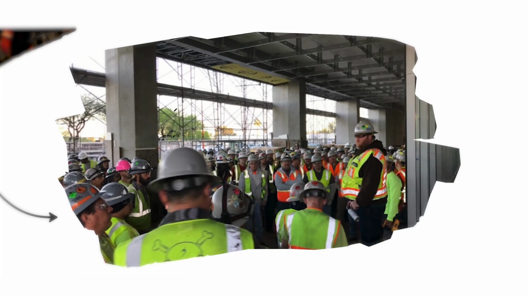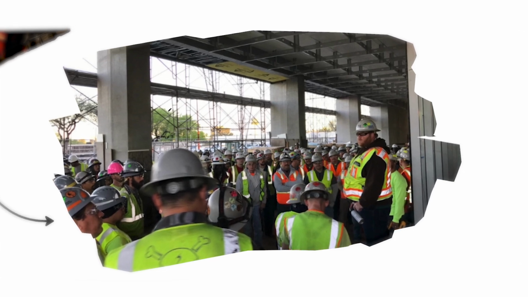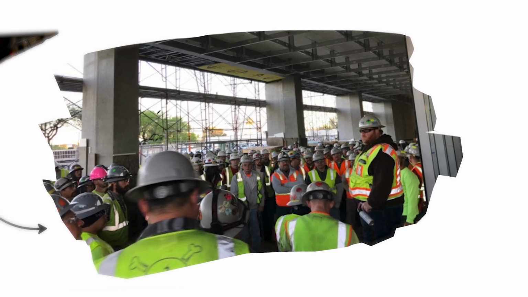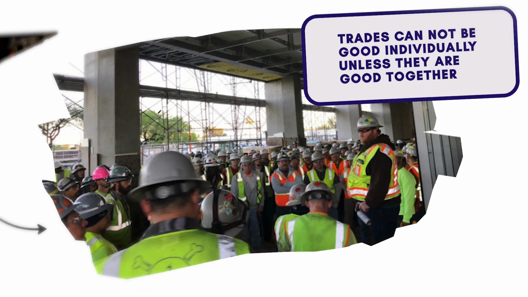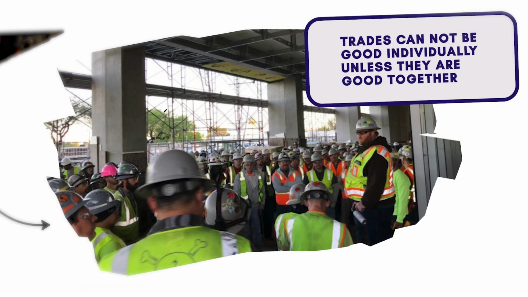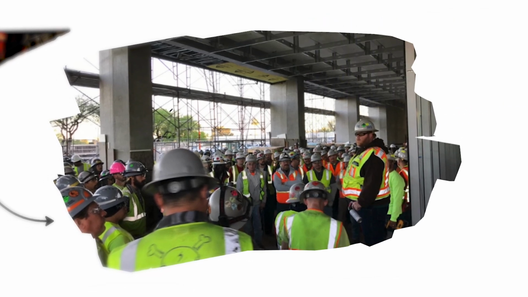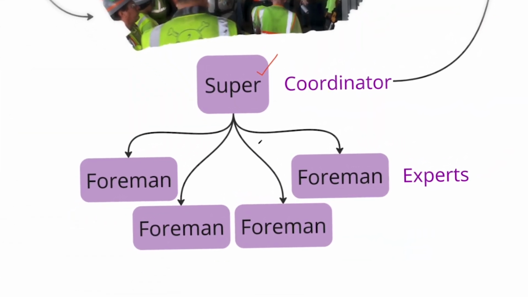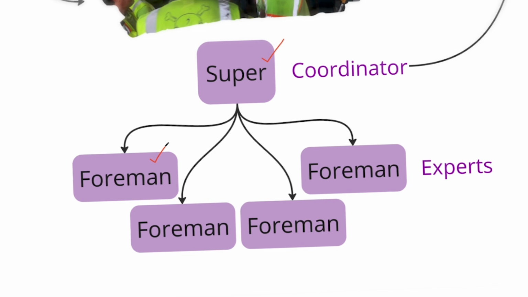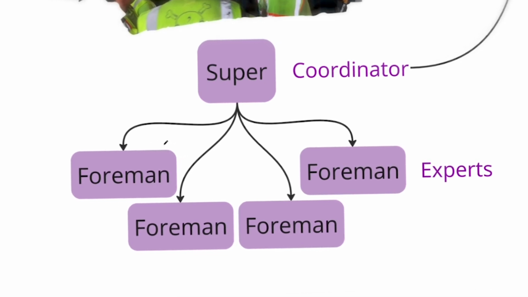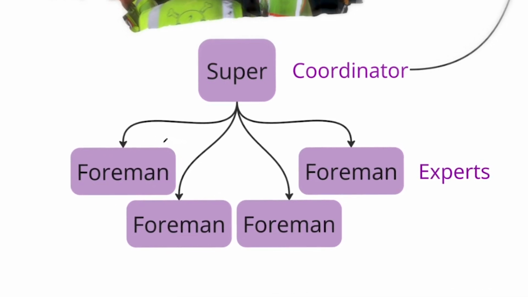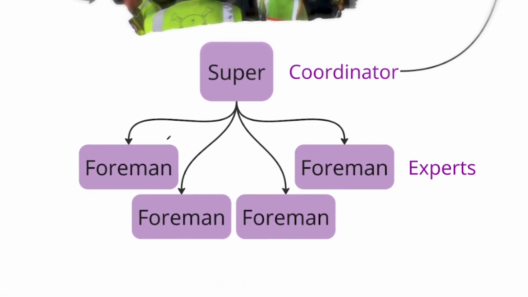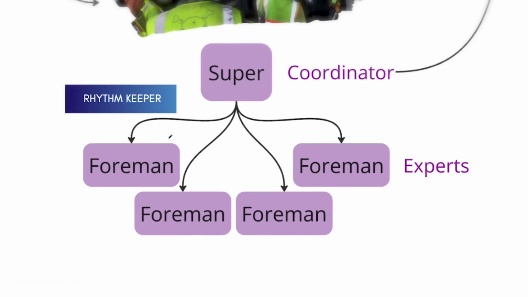And so when I see pictures like this, where we have the general contractor leaders coordinating and organizing all of the other trade partners to be in a rhythm, I really like it, because trades cannot be good individually unless they're good together. So it's easy to be good, it's hard to be good together, and that's the general contractor's job. So the superintendent is there to make sure that the rhythm is being followed, and the foremen are the experts. And one thing that I want to say is that a foreman is the senior most worker on the crew, but a superintendent is not the senior most foreman. A superintendent is not supposed to be the senior most foreman. The superintendent is supposed to be the rhythm keeper.